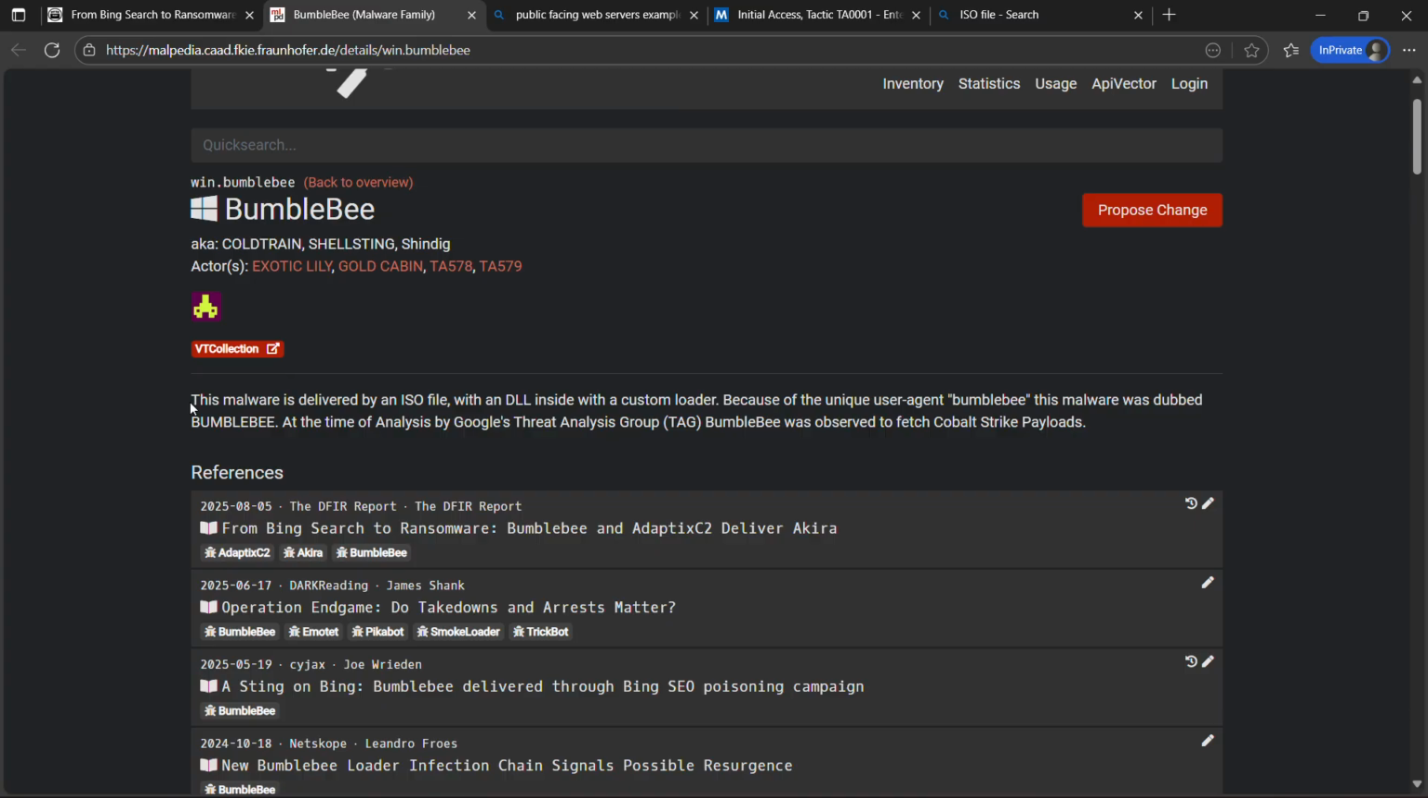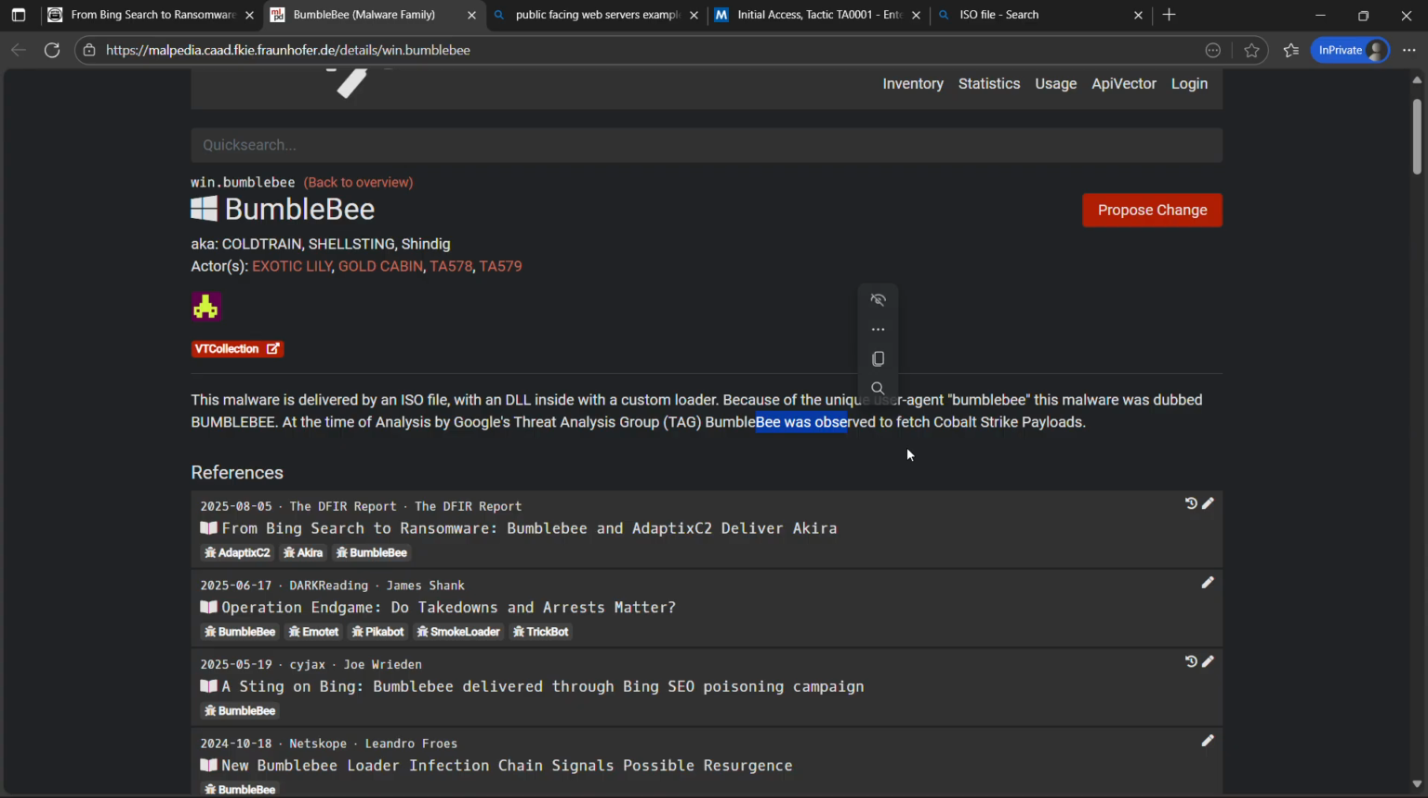Or is it like you will copy the contents of the CD, and if you execute the contents, then the Bumblebee will be delivered? Is that it? But until inside with a custom loader. Because of the unique user agent Bumblebee, this malware was dubbed Bumblebee at the time of analysis by Google's threat analysis group.